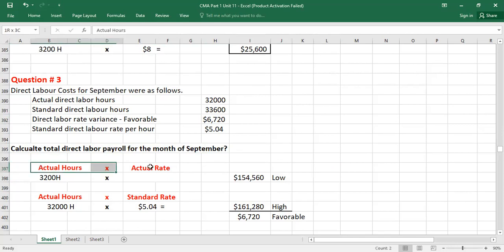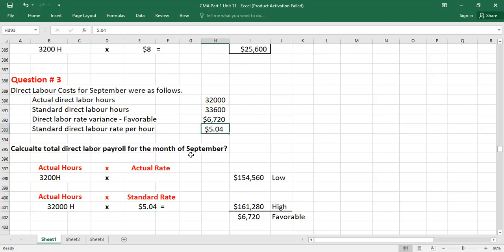So for the rate variance, we will put the formula here, which is the first two lines. We have actual hours multiplied by actual rate, and we have actual hours multiplied by standard rate. Guys, this is not easy. So what we need to do first, we will write here the variance, because this answer, favorable variance, is given, $6,720, which is favorable, and it is given in the question. But actual hours are also available. You can see here, so I will put it here, actual hours multiplied by standard rate, which is the second line.